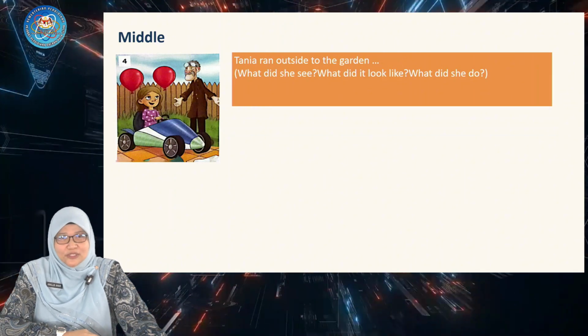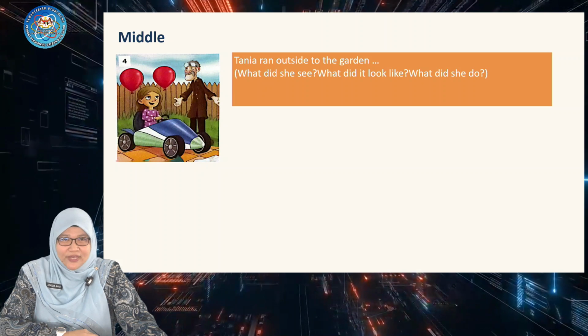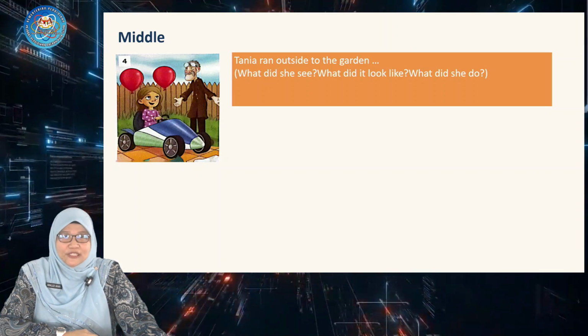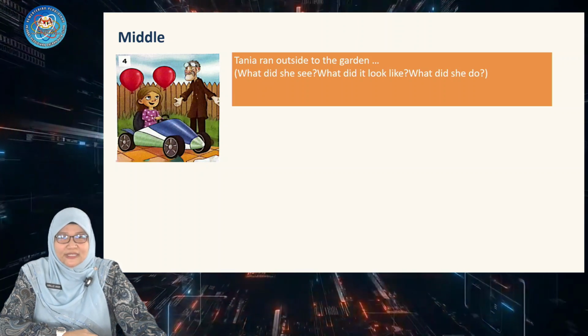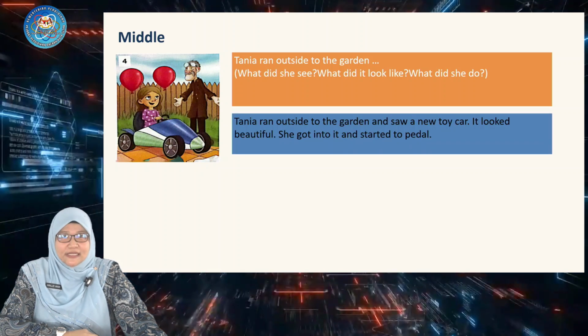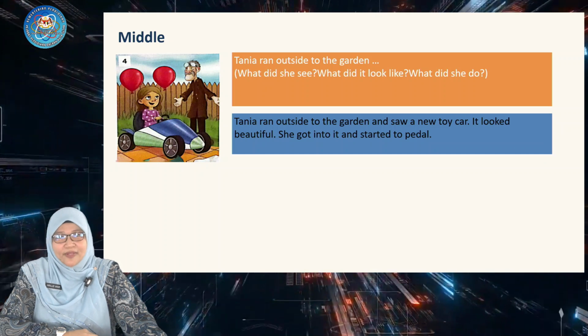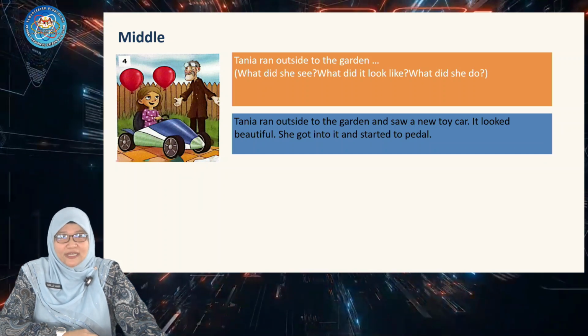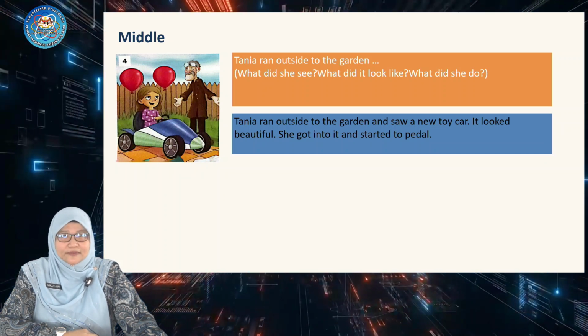For the middle of the story, we write about main event and the problem. Picture 4. The suggested answer. Tanya ran outside to the garden and saw a new toy car. It looked beautiful. She got into it and started to pedal.